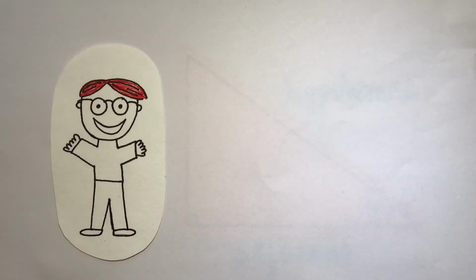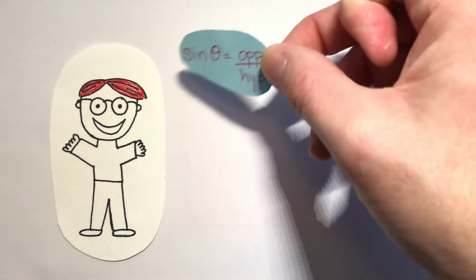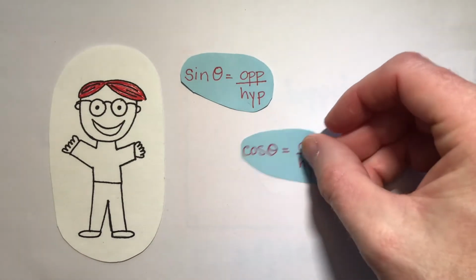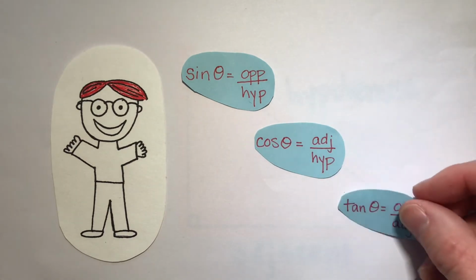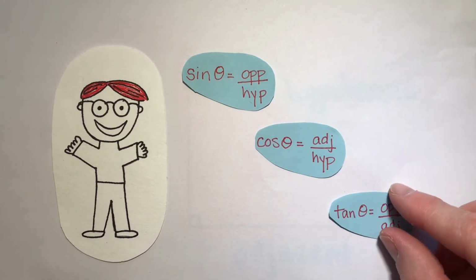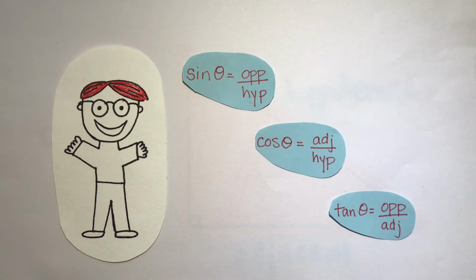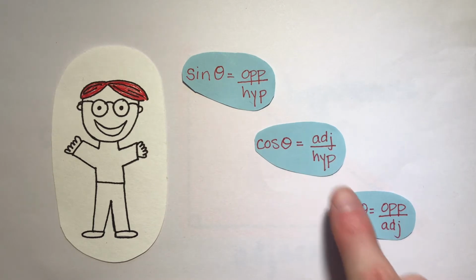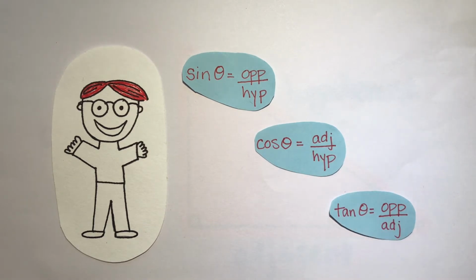These three sides can help us analyze relationships within the triangle, and there are three ways we can do this. One is called sine, another one is called cosine, and a third one is called tangent. Now, each of these represents a ratio of two sides of the triangle. Sine represents opposite divided by hypotenuse, cosine adjacent divided by hypotenuse, and tangent is opposite divided by adjacent.